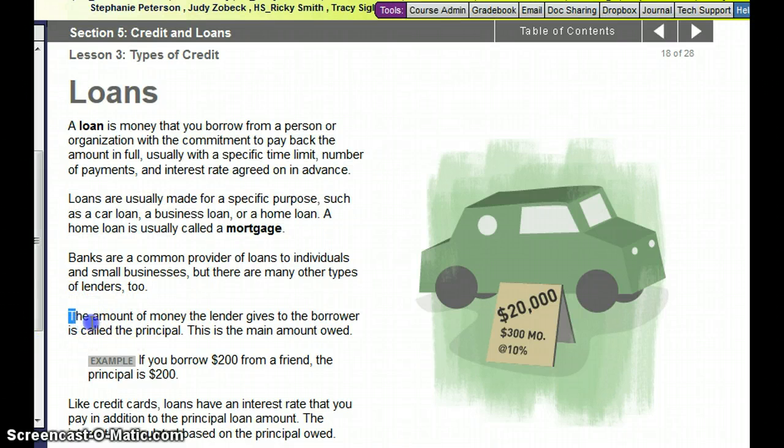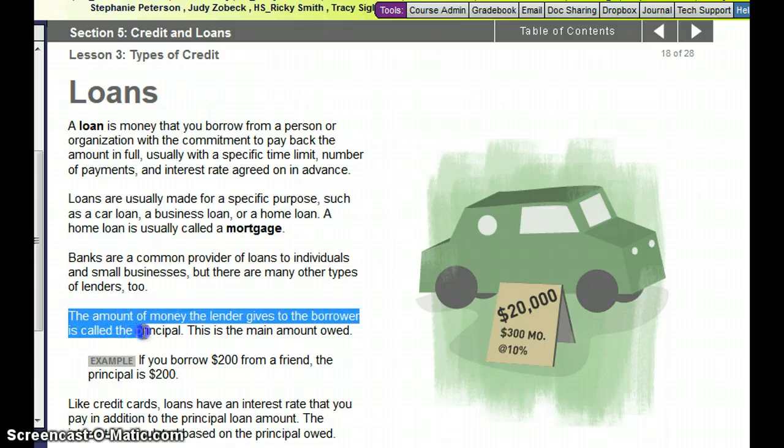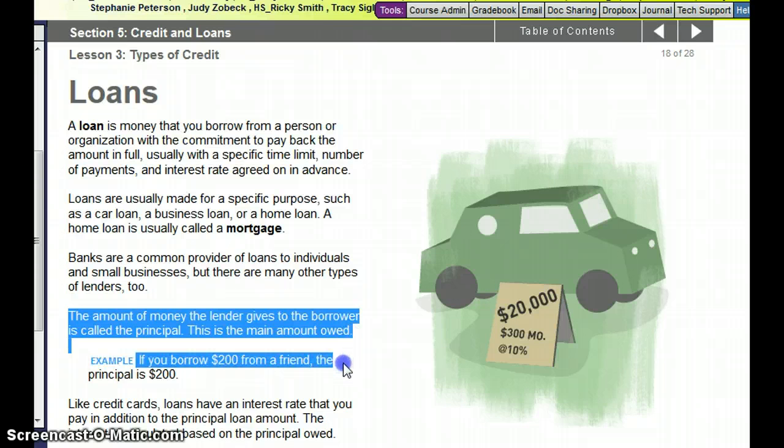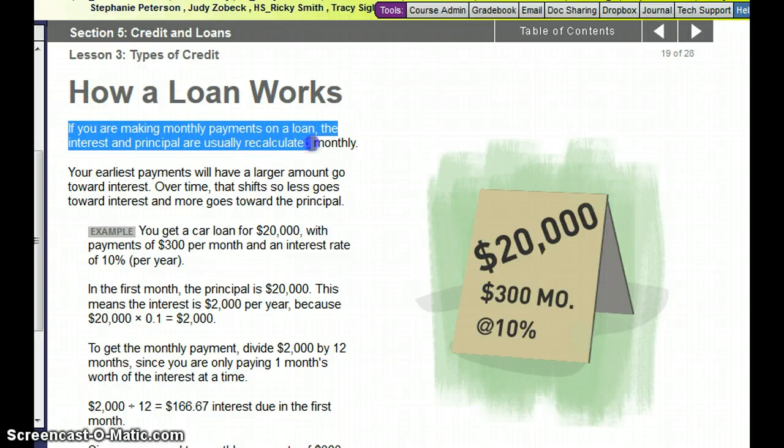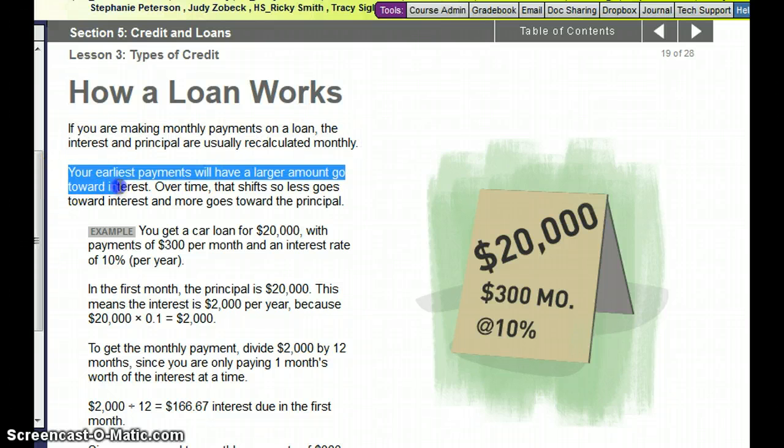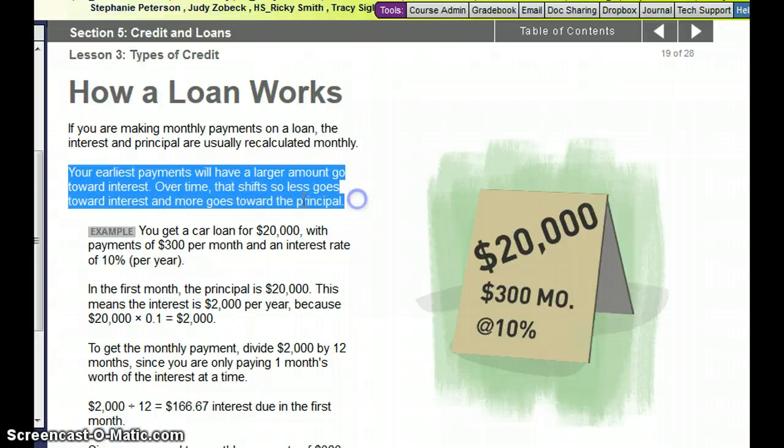The amount of money the lender gives the borrower is called the principal, the main amount owed. If you borrow $200 from a friend, the principal is $200. How a loan works: if you're making monthly payments on a loan, the interest and principal are usually recalculated monthly. Your earliest payments will have a large amount of interest, and over time that shifts so less goes toward interest and more goes toward principal.